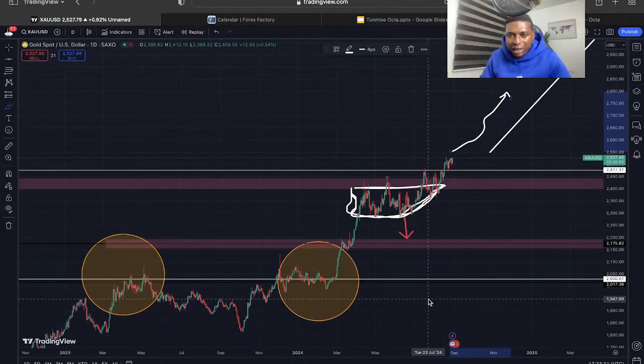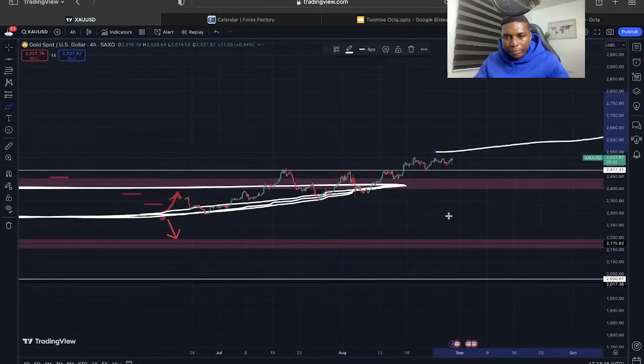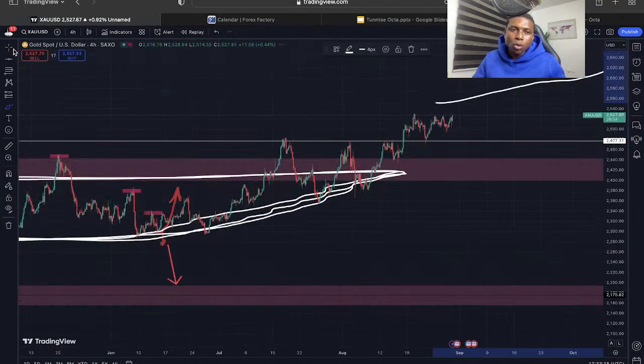Any question before we round up? So yeah, we would be going down to the 4 hours time frame. Good. Because on the 4 hours time frame, we get to see more clearly and closely what price is doing.